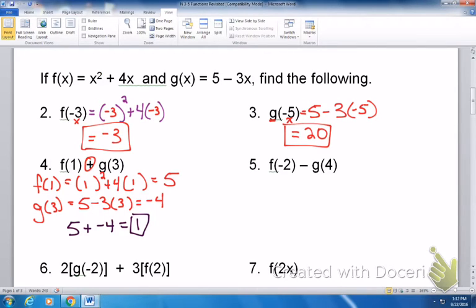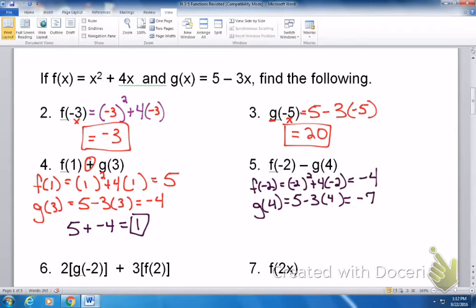I have the same problem here, but now I've got minus instead of plus. So I'm going to have f of -2. That's going to be something squared plus 4 times something, and I'm going to plug in my -2 into the parentheses. If you do this, you should get that it equals -4. I also need g of 4. So I have 5 minus 3, open parentheses, and I'm going to put a 4 in there. And when I do that one, I get -7.